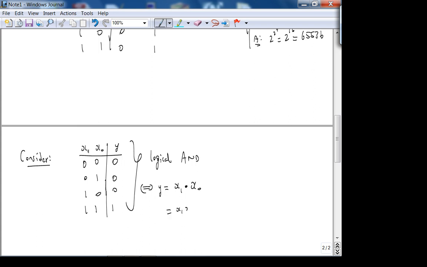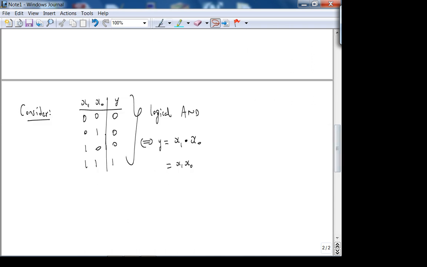Sometimes I don't use the dot because it gets annoying and I just write them together. The reason they use the dot is that AND is synonymous with, though not equivalent to, multiplication, in the sense that 0 times 0 is 0, 0 times 1 is 0, 1 times 0 is 0, 1 times 1 is 1. You could think about it like that, but it's not multiplication. In a few lectures you will see the logical OR, which has the plus symbol, but it's not addition for sure.